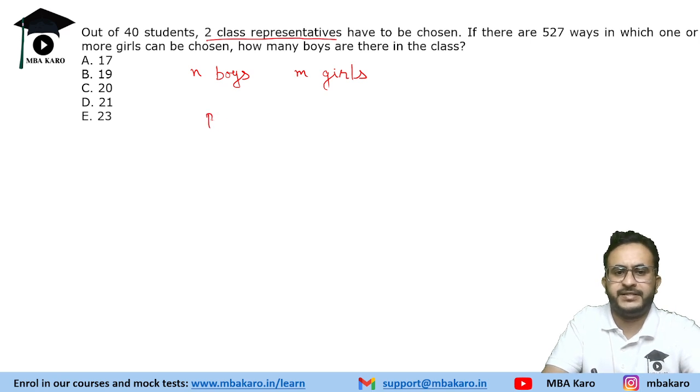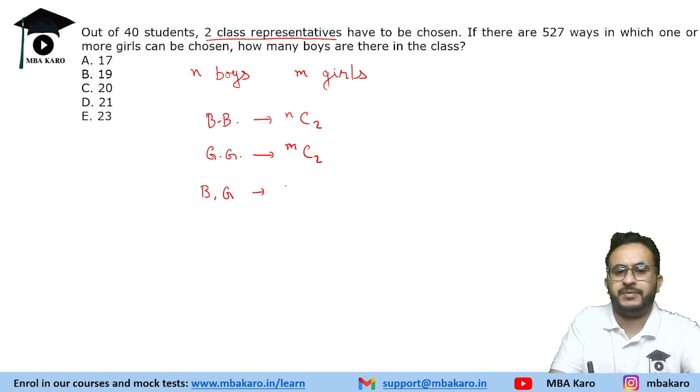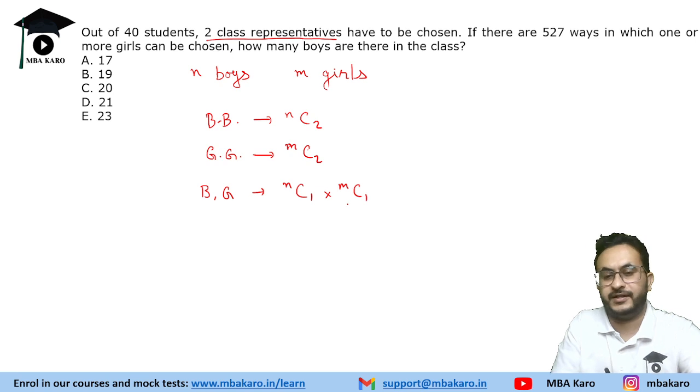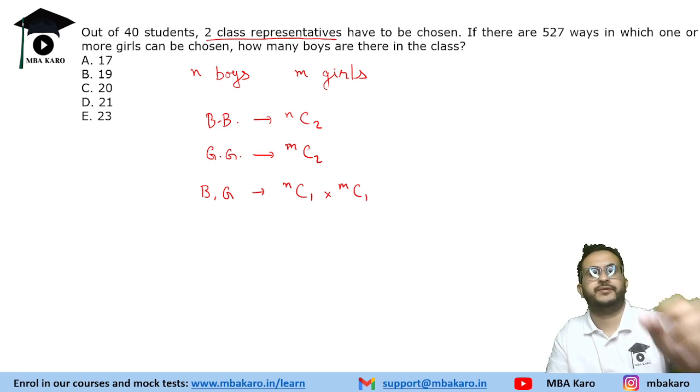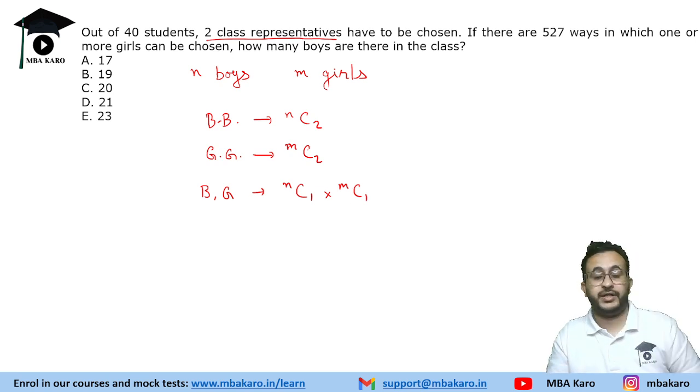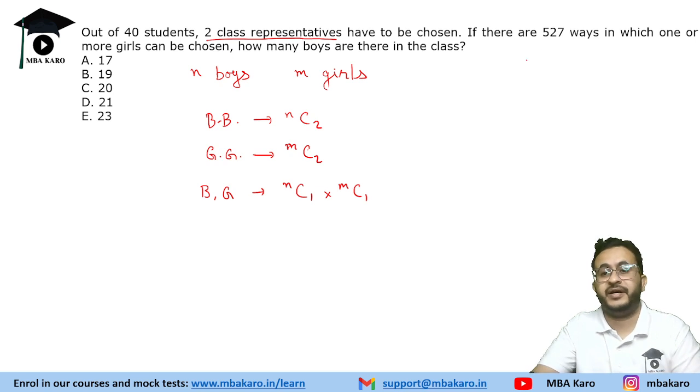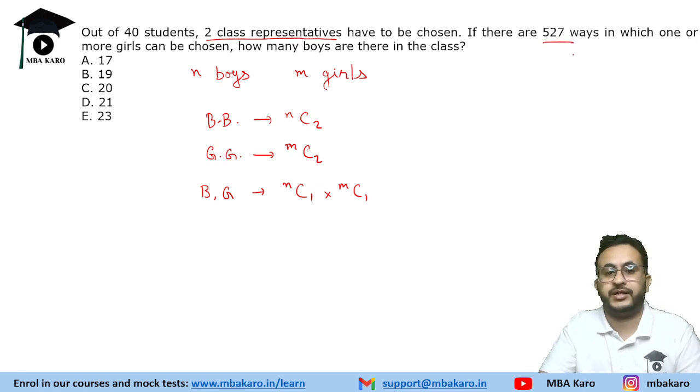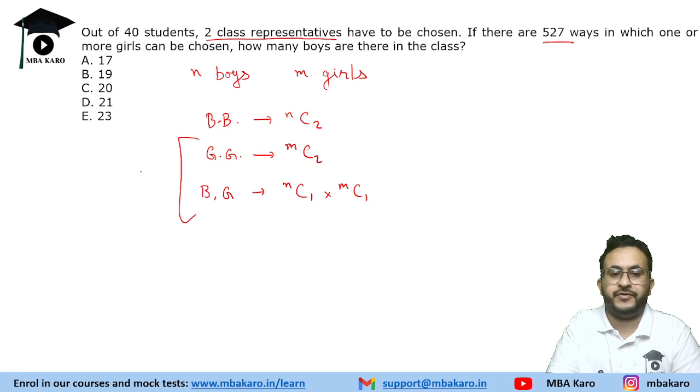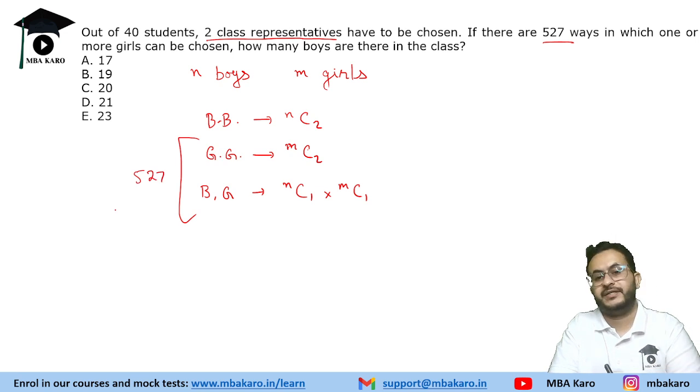If we select boys and boys, the number of ways of selection is NC2. If we select girls and girls, the number of ways of selection is MC2. But if you have to select one boy and one girl, among N we will select one boy, and among girls, we will select one girl. So these are the 3 scenarios. Now there are 40 students and there are 527 ways in which one or more girls can be chosen. So the number of ways of this is 527.